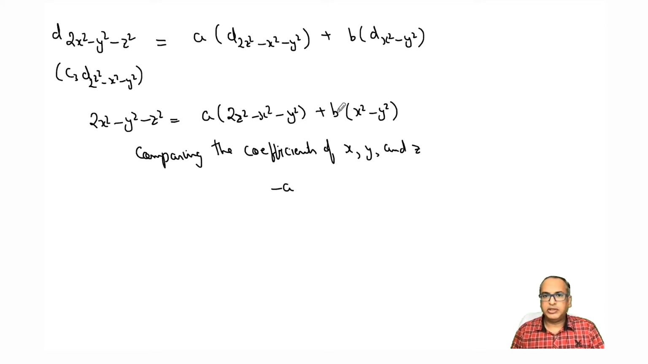If we look at the coefficient of x here, plus b, and on the left-hand side it is 2, right? Similarly, let's look at the coefficient of y. So we have minus 1, and here we have minus a and minus b. So we have two variables and two equations, so we can solve it. This gives us a equal to minus half, b equal to 3 by 2.